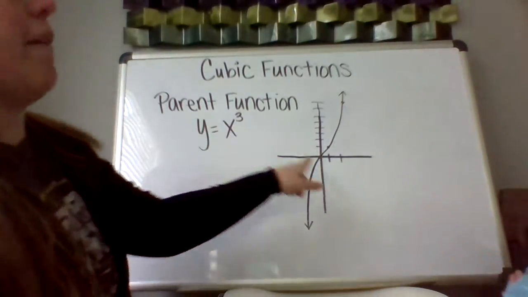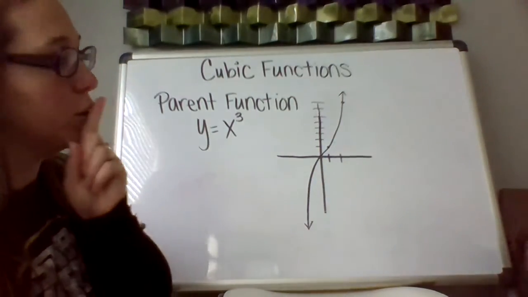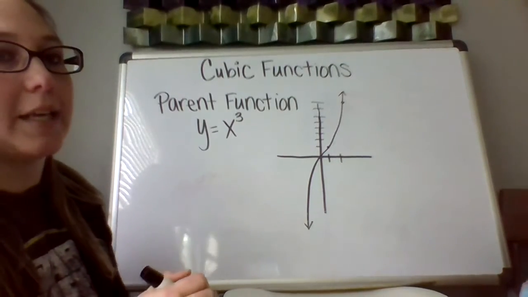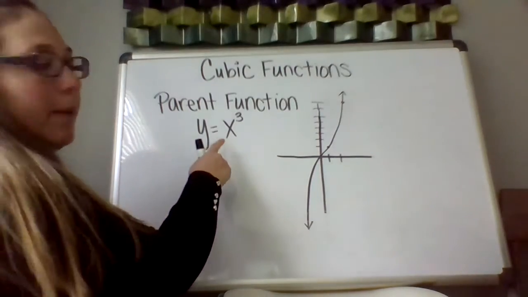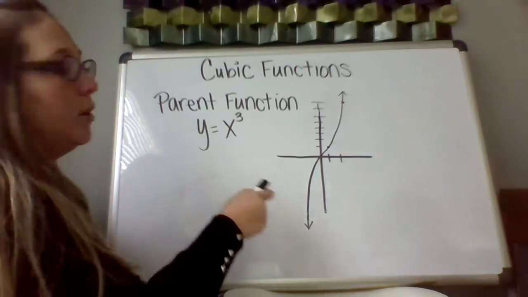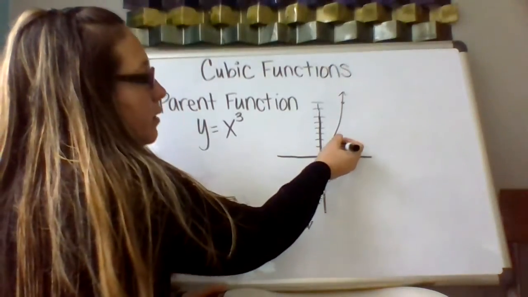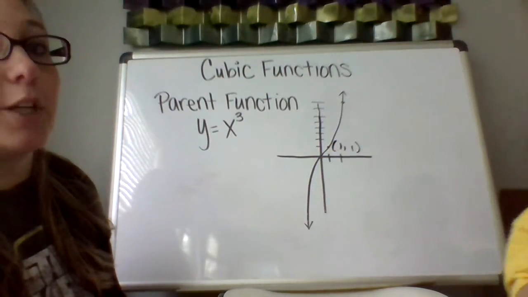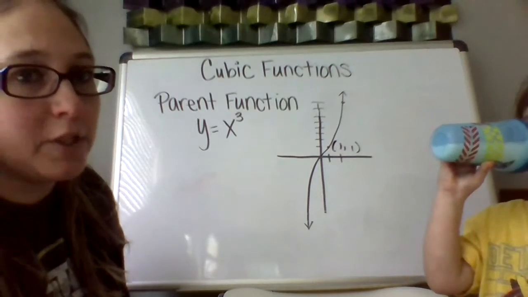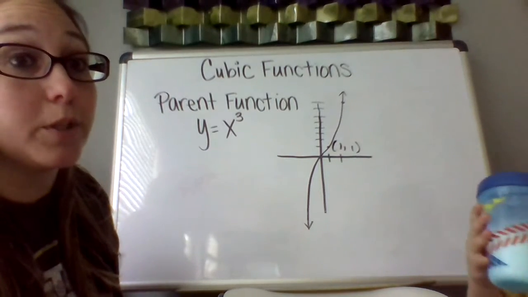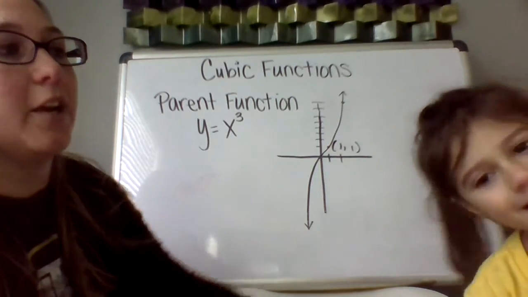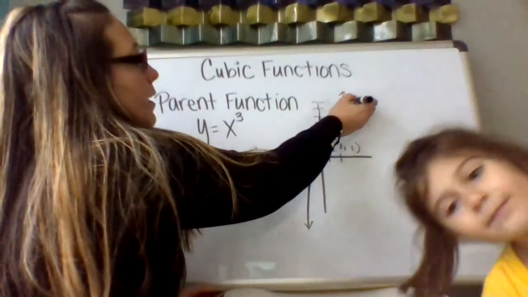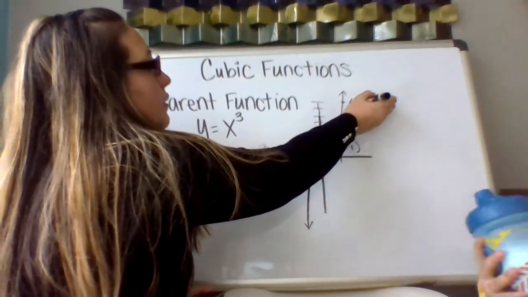So if we just graph the parent function here, you're going to notice that if I plug 1 in, I'm going to get 1 times 1 times 1, which will give me the point 1 comma 1. Okay? But if I put a 2 in, I'm going to have 2 times 2 times 2, which is 8. And you'll see that it goes up quite a bit. Okay? So from here, we go 2 comma 8.